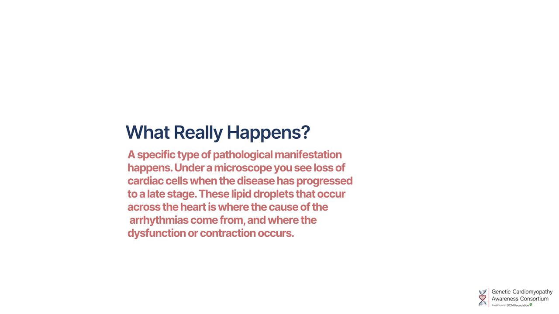Now, digging deeper into what really happens when this disease really settles in within the heart, there's a very specific type of pathological manifestation when you look under the microscope and you see loss of cardiac cells when the disease has progressed to a very late stage. And then these lipid droplets that seem to occur across the muscle of the heart. And that's where the cause of the arrhythmias comes from, and that's where the dysfunction in the contraction is occurring.